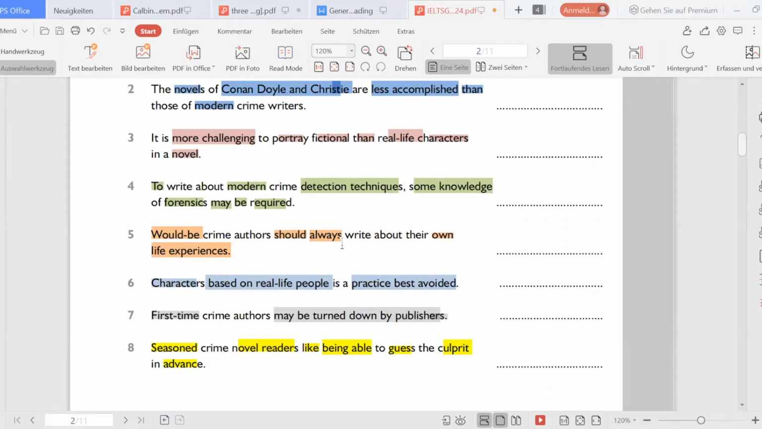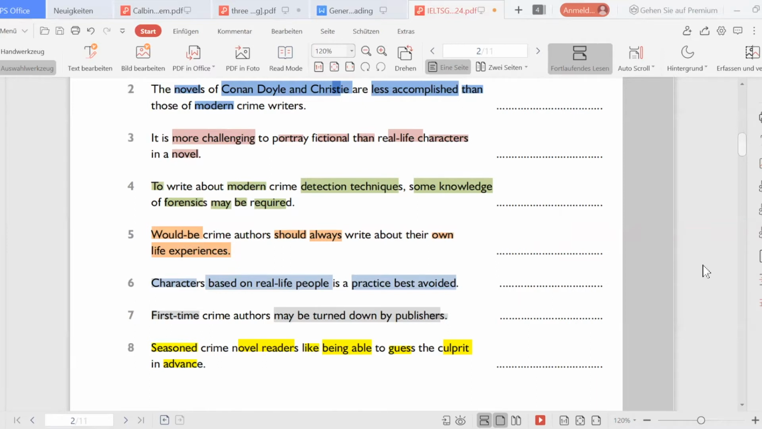If in the question you see always, but in the text you see never, then you're actually looking at an opposite case, and so it's going to be a false statement. So take note of frequency adverbs. They're always keywords as well. And then "own life experiences." Basically the recommendation is that those who want to be crime writers should always write about their own life experiences.